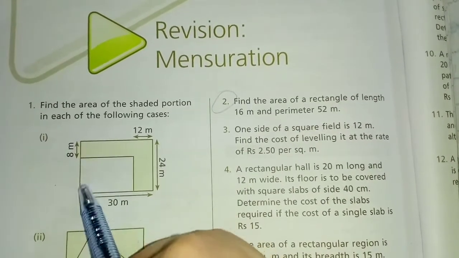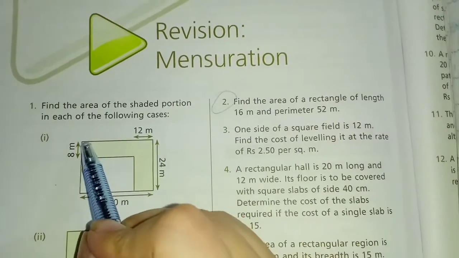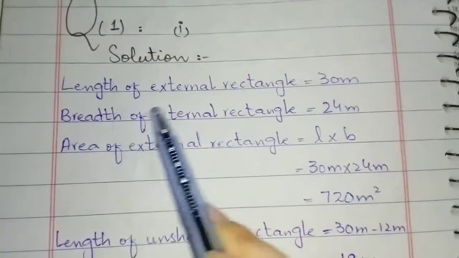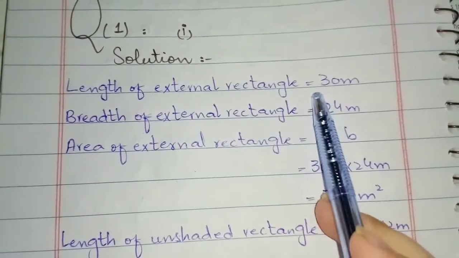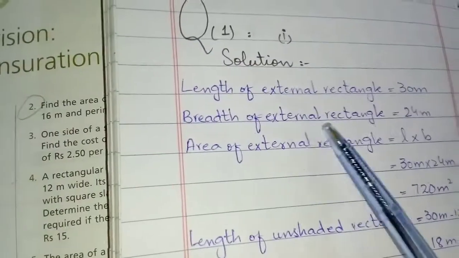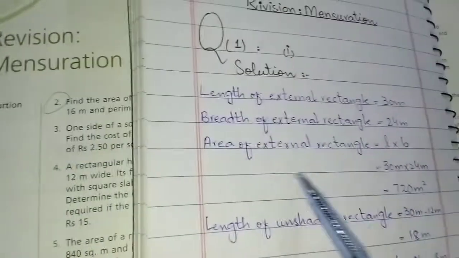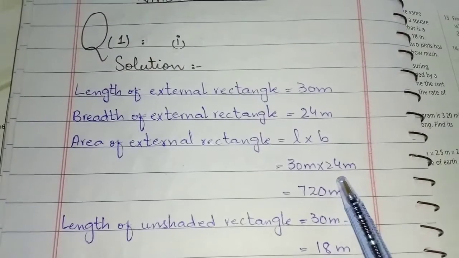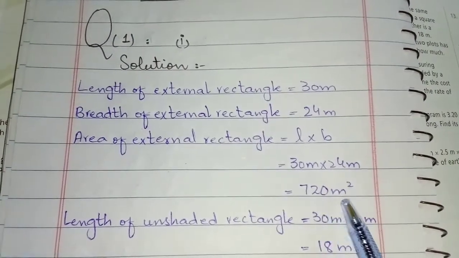First of all, we have to find the area of the external rectangle. So the length of the external rectangle is 30 meter and the breadth of the external rectangle is 24 meter. So the area of the external rectangle is equal to length multiplied by breadth. So 30 meter multiplied by 24 meter is equal to 720 meter square.